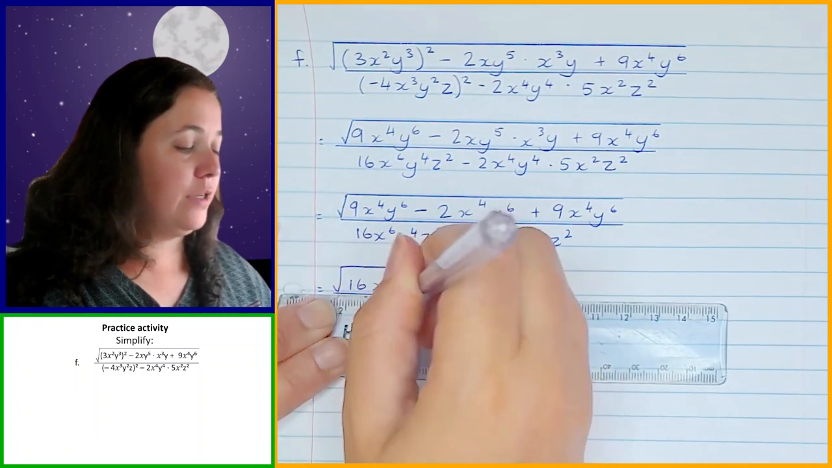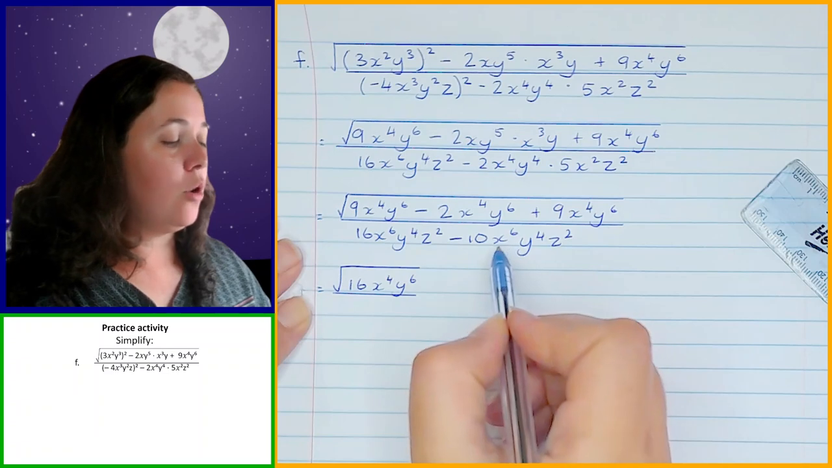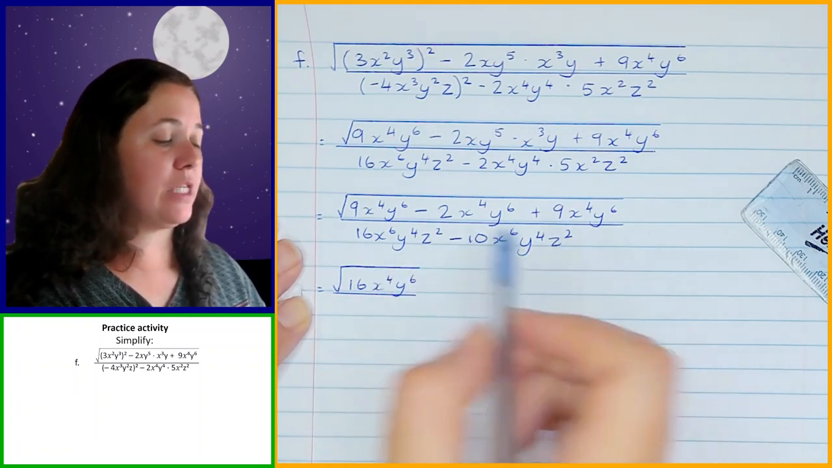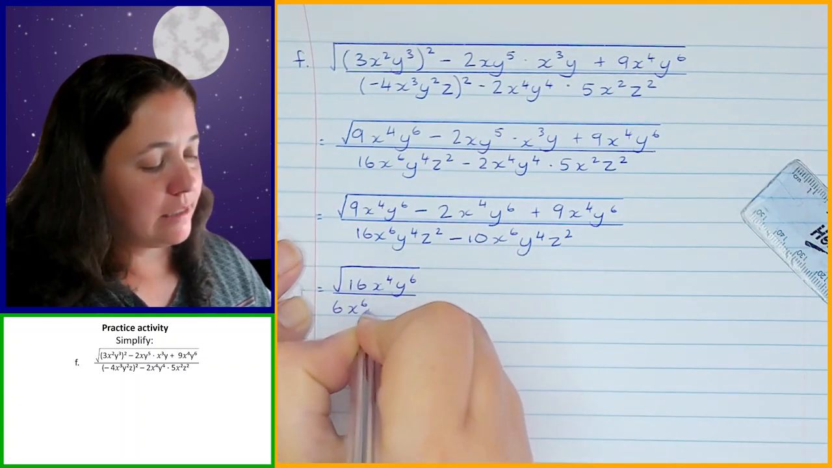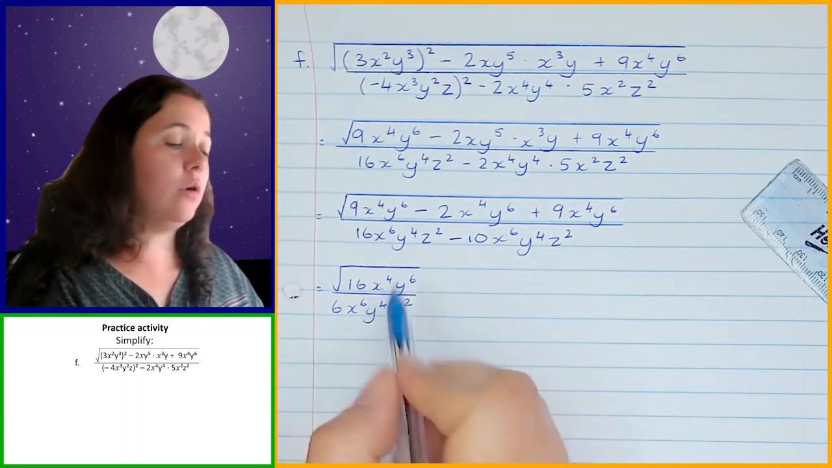Over here, x to the power of 6, y to the power of 4, z squared. X to the power of 6, y to the power of 4, z squared. Those are also like terms, so I can simplify that as well. So I've got 16 minus 10. That gives me 6x to the power of 6, y to the power of 4, z squared. Okay, so now I've got to this point.